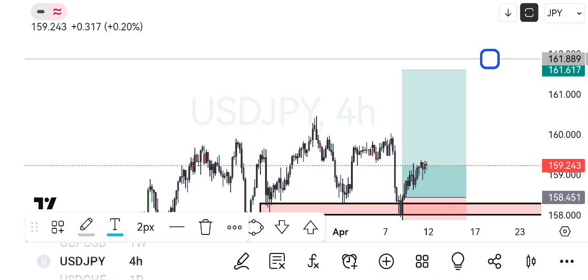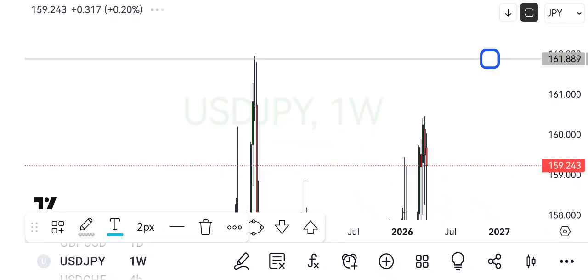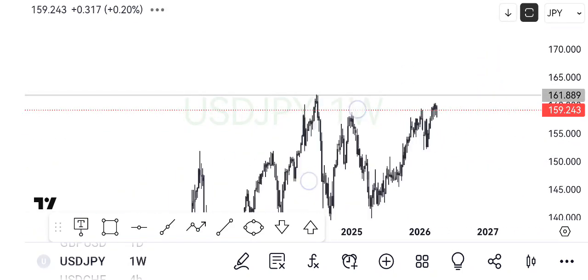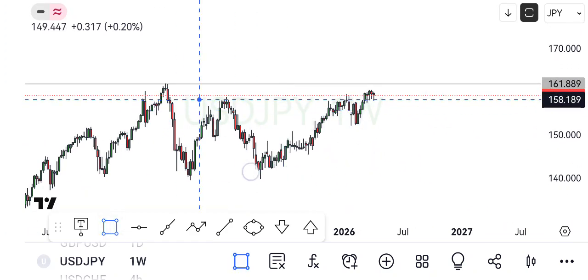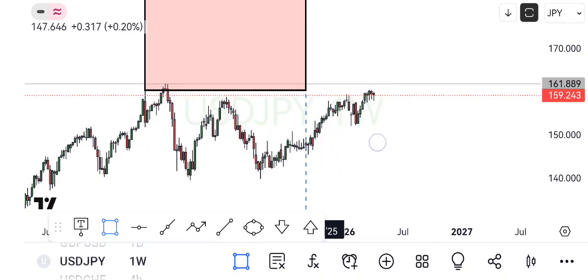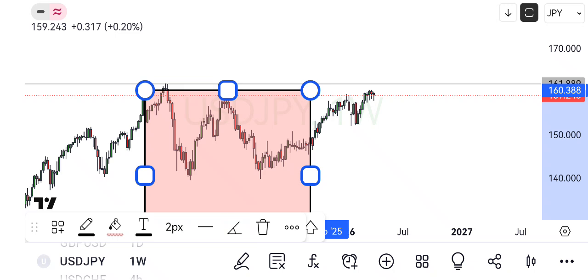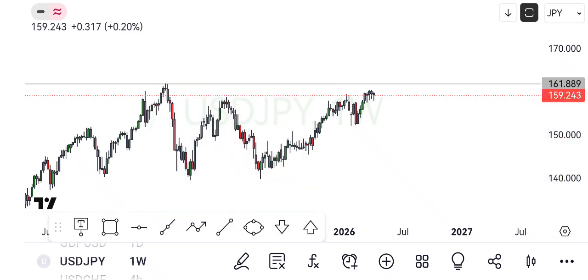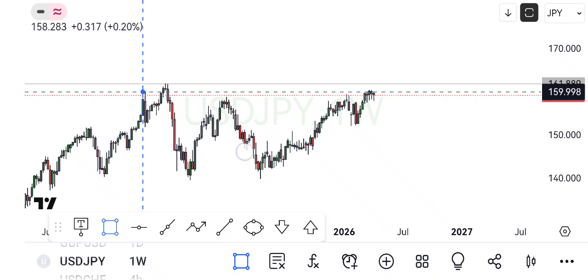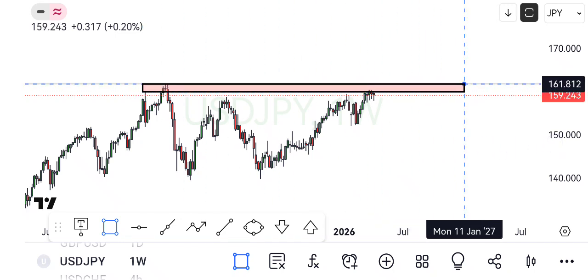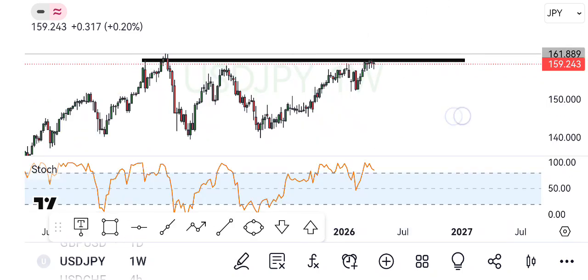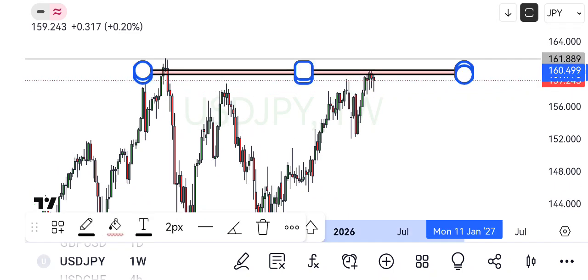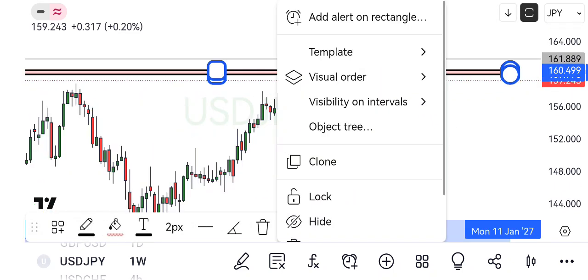This line that you are seeing right here, let me show it to you from the weekly. That is the highest point. People are treating this as something, the smart money concept traders, they will be looking at this and then looking to sell from here. So I understand my position is risky. That's why you must always protect your account using a stop loss.